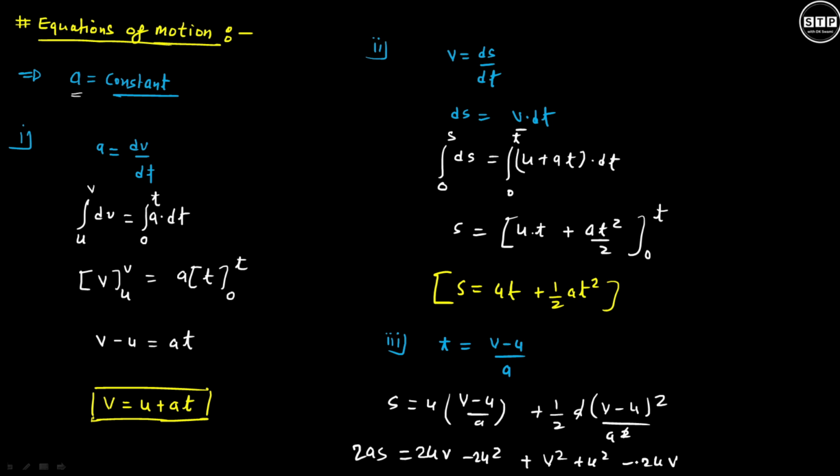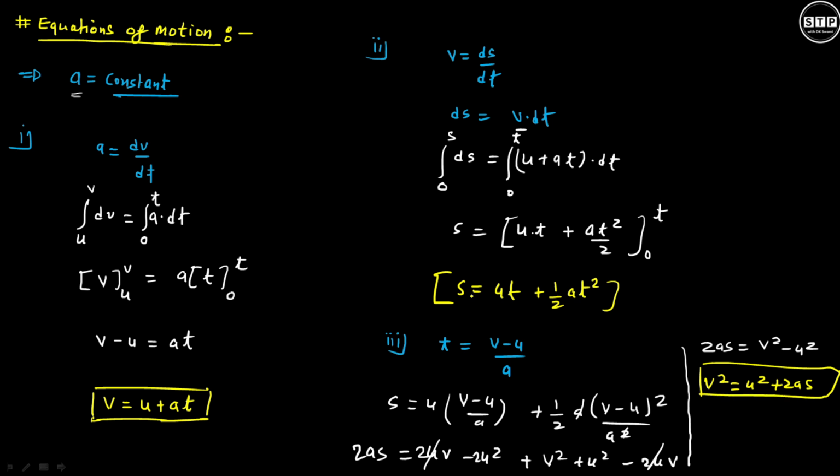The 2uv and 2uv will cancel out, and v square plus u square minus 2u square will be v square minus u square. So I can write it again as 2as is equal to v square minus u square, or I can also write it as v square is equal to u square plus 2as. This is our third equation of motion.